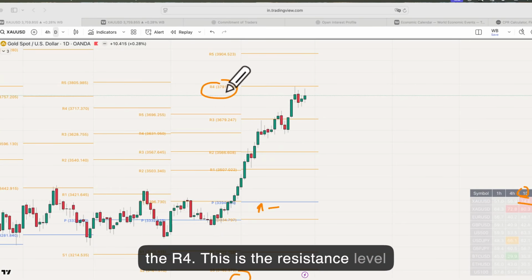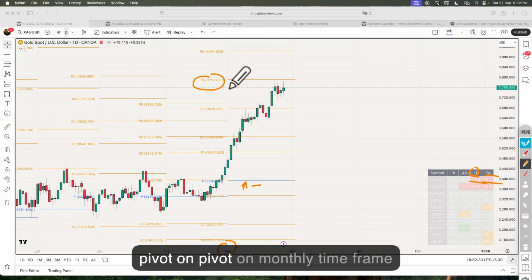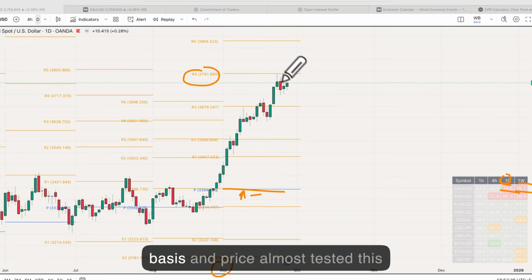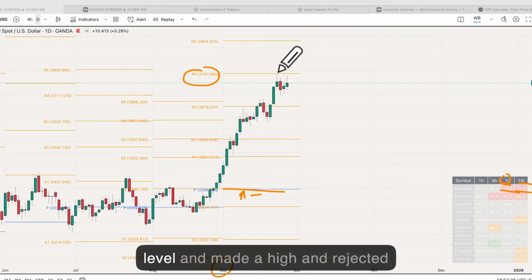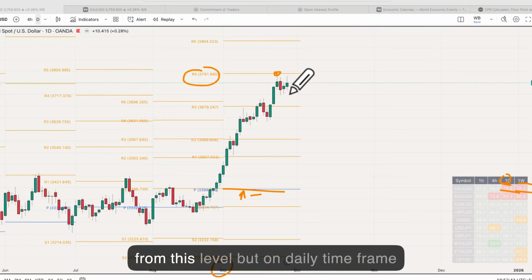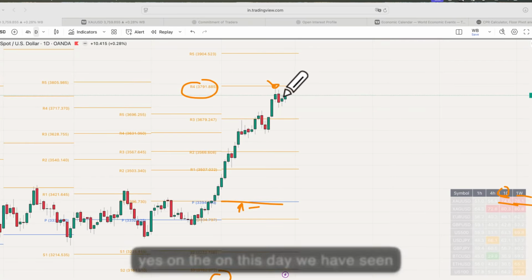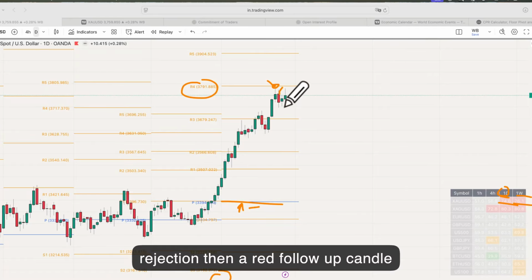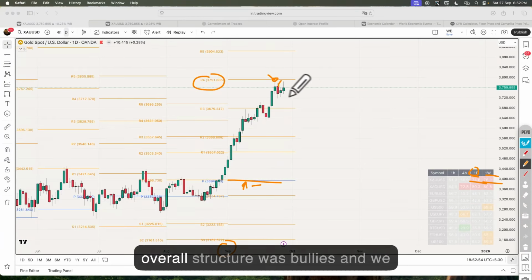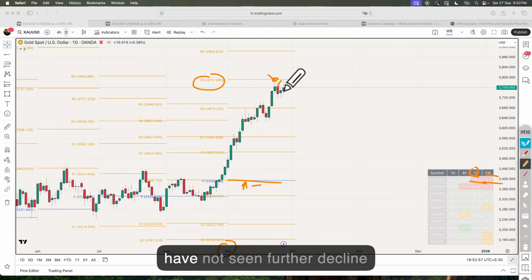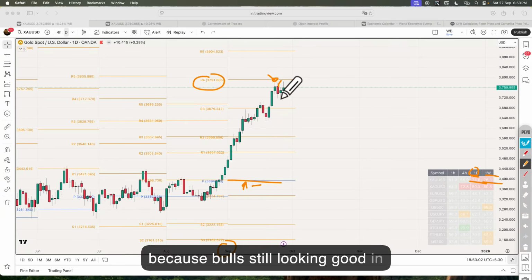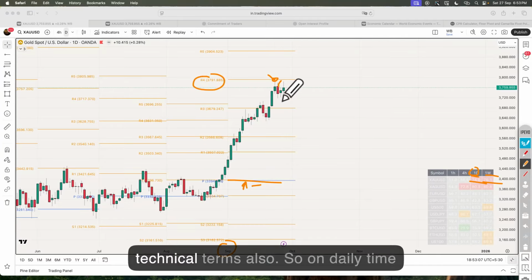This is the resistance level on pivots on a monthly time frame basis, and price almost tested this level, made a high and rejected from this level. But on the daily time frame we have not seen any big rejection. Yes, on this day we have seen rejection, then a red follow-up candle, but price reversed back because the overall structure was bullish, and we have not seen further decline because bulls still look good in every aspect, from the fundamental terms and from the technical terms also.